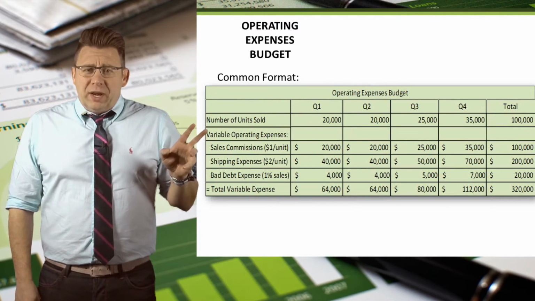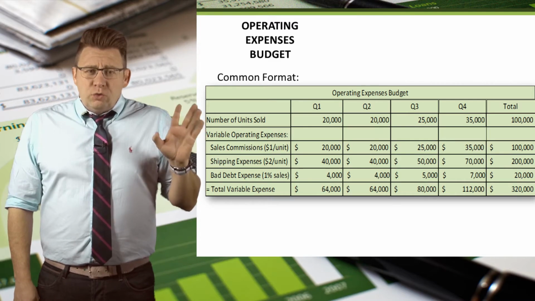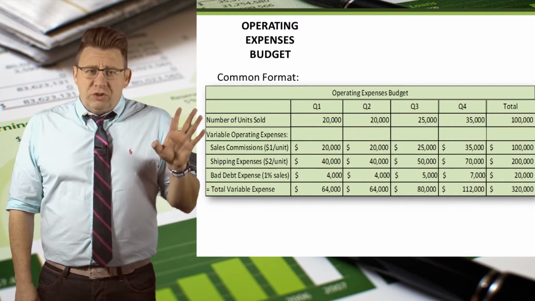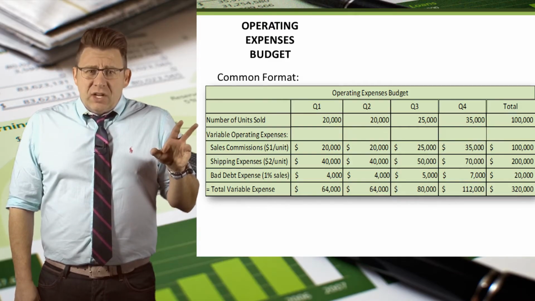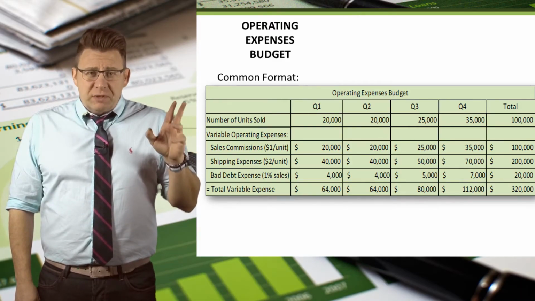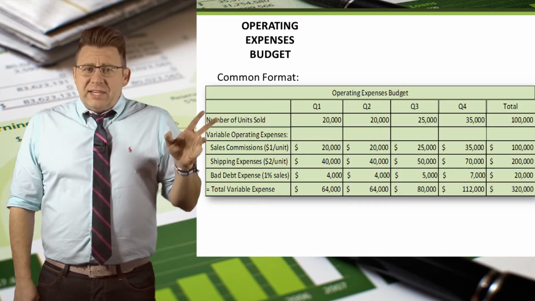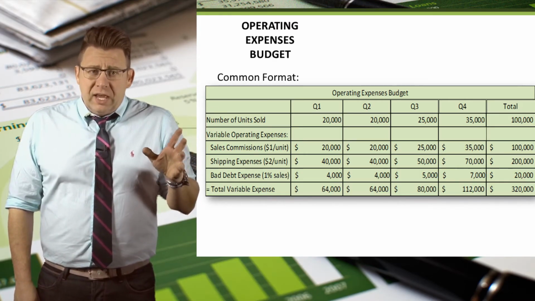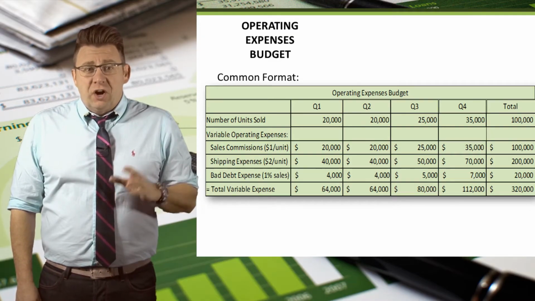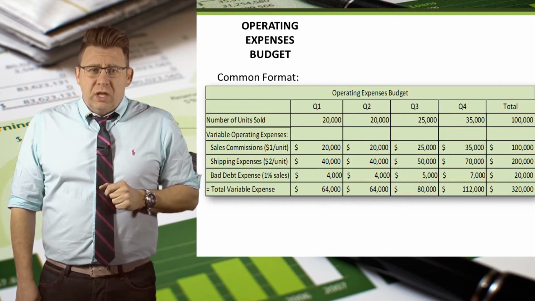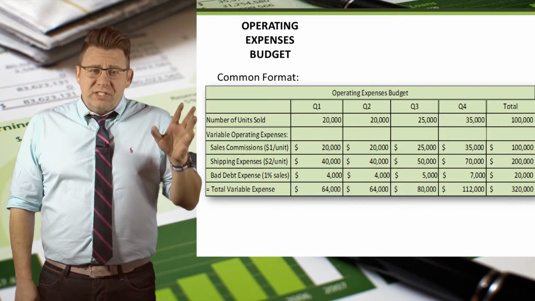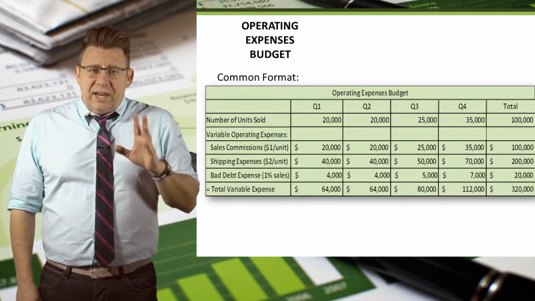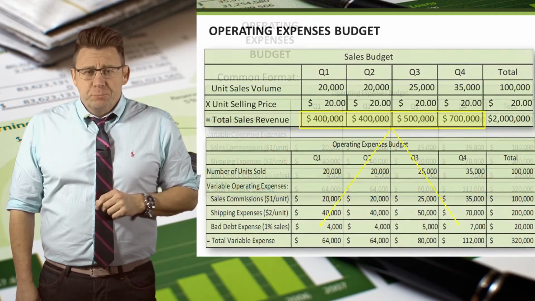The variable operating expenses are usually listed as a per unit charge. In this case, we will list the sales units from the sales budget. Then I assume that sales commissions incurred are $1 per unit and shipping expenses incurred are $2 per unit. So the rates times the sales units given gives us the total amount of commission and shipping expenses.